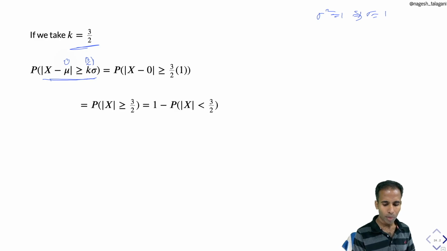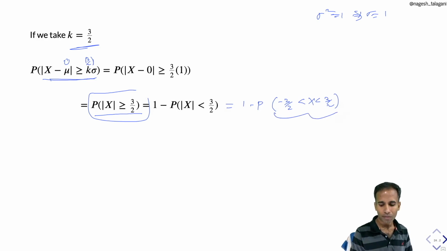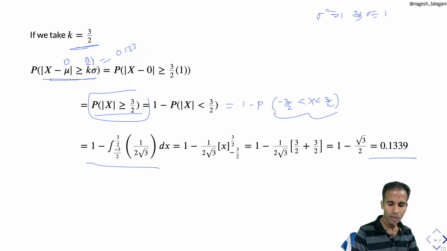So this is going to be the probability of mod x greater than or equal to 3 by 2. Let us compute the probability of this event using the actual probability distribution. It's going to be 1 minus the probability of mod x less than 3 by 2, which is 1 minus the probability of minus 3 by 2 less than x less than 3 by 2. To get this probability, we simply integrate the given PDF from minus 3 by 2 to 3 by 2. If you do that, you will end up with the answer 0.1339. So the actual probability of this event is 0.1339.